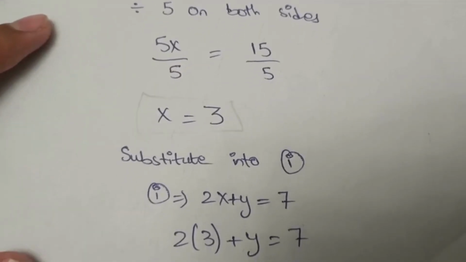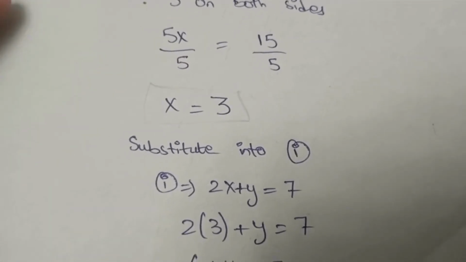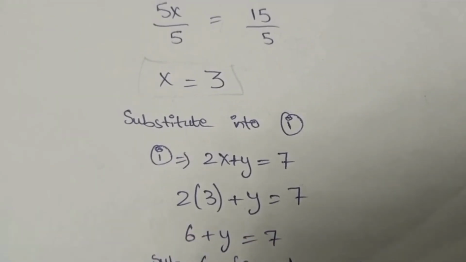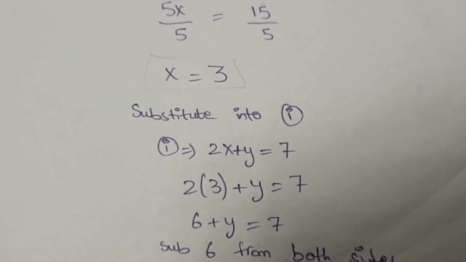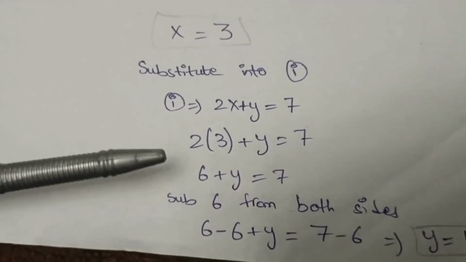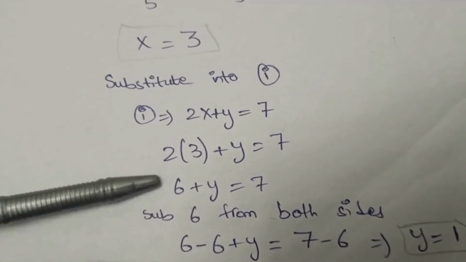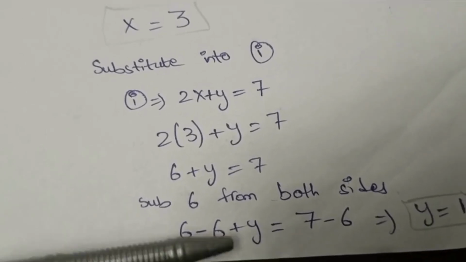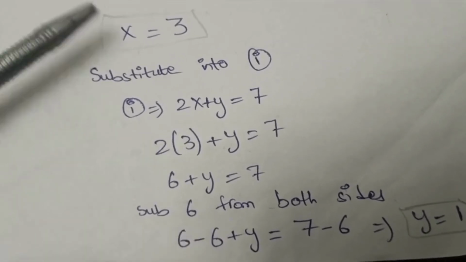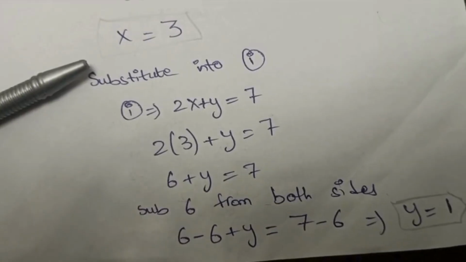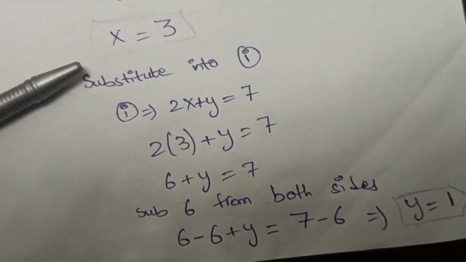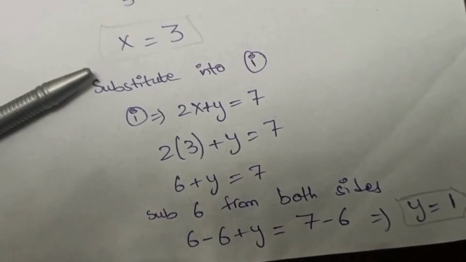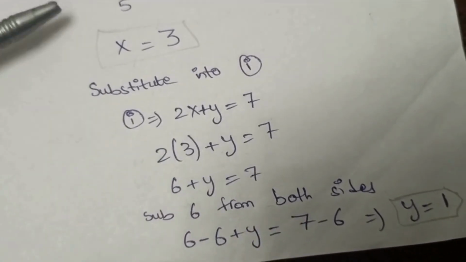Equation 1 was 2x plus y is equal to 7. By putting the value of x over here, 2 times 3 plus y is equal to 7. 3 times 2 is 6, plus y is equal to 7. Now we subtract 6 from both sides to get rid of the 6. 6 minus 6 plus y is equal to 7 minus 6. So 6 minus 6 becomes 0, and 7 minus 6 becomes 1. So our answer is y is equal to 1. We got both the values of x and y.